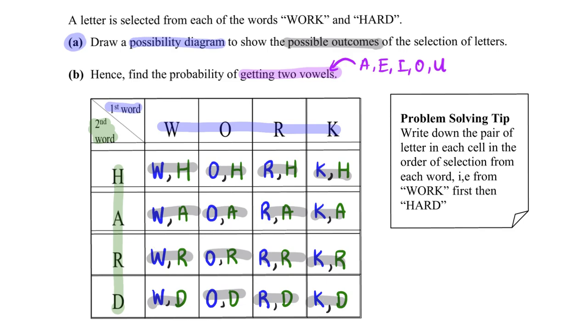Out of these 16, which outcome here has two vowels? O and A. No other possible, and therefore the answer to this is 1/16. Total number of outcomes 16, out of which there's only one outcome that has two vowels.